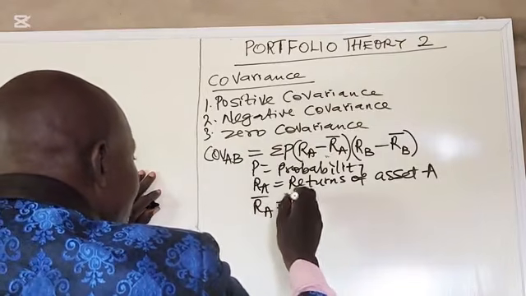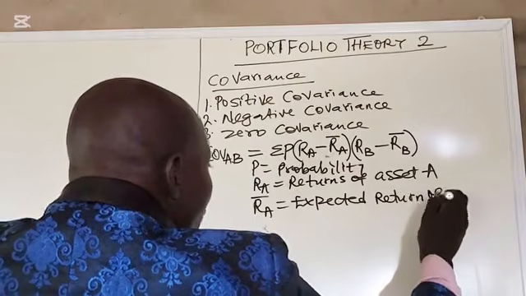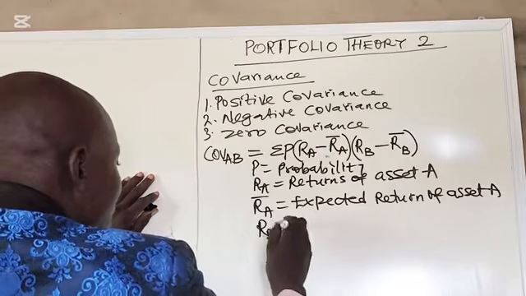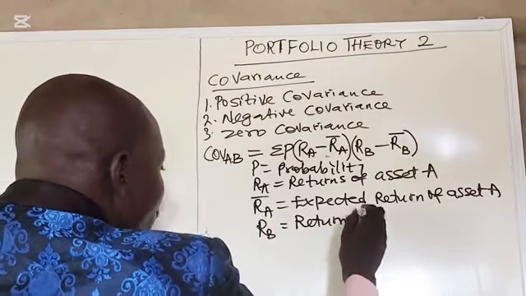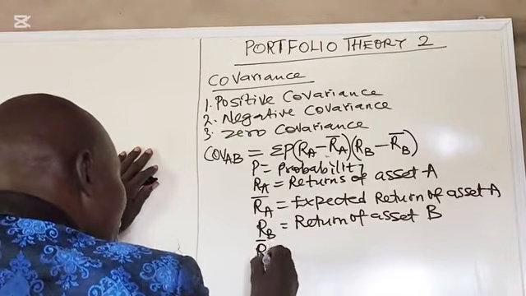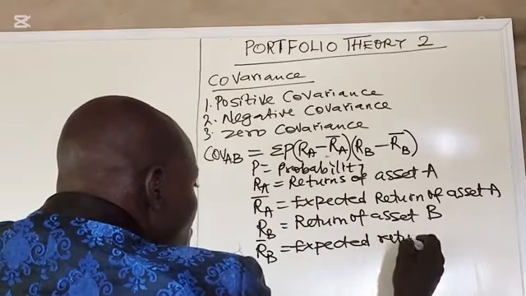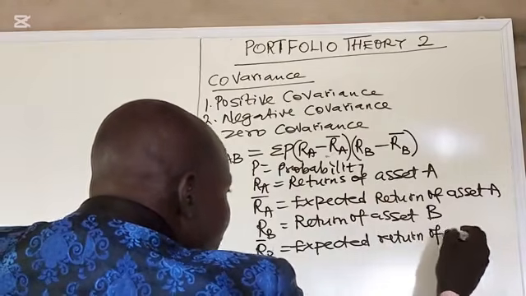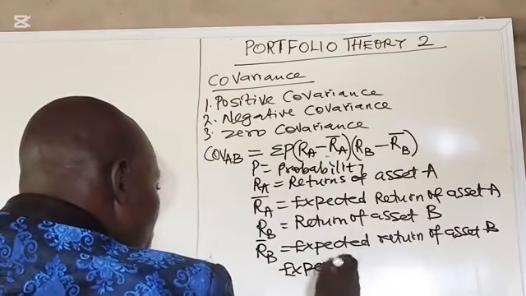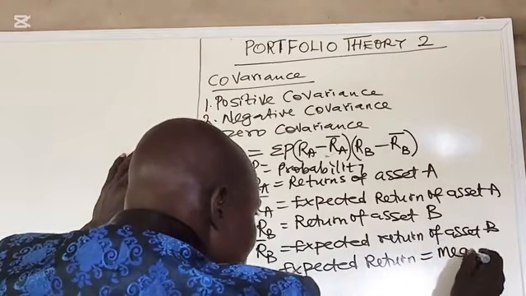RA bar, that is expected return of asset A. RB bar, that is the expected return of asset B, or security B. So when we say expected return, it is the mean, equal to the arithmetic mean.